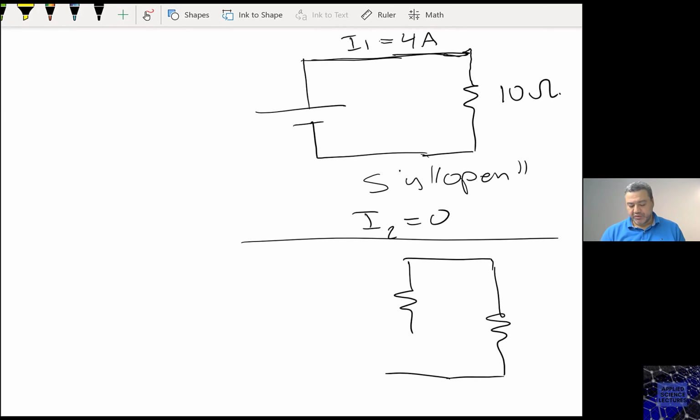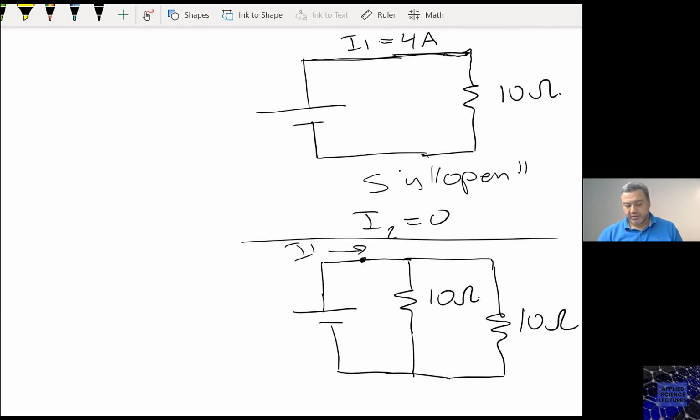Again, when the switch is closed, you can replace it with a piece of wire. 10 ohm, 10 ohm, current here I1, and the current here is I2. So when the switch was open, I know I1 was 4 ampere. What are the currents at position 1 and 2 in the circuit when the switch is closed?